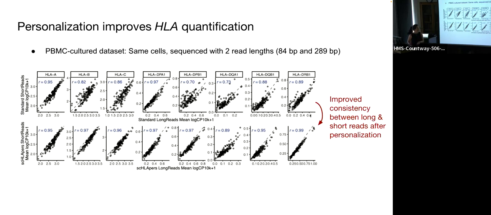And that's exactly what we saw, where the top row is showing the concordance between long and short reads using a standard pipeline, and then the bottom is showing using our personalized pipeline, and we see for all the genes, there's improvement in the concordance. So for example, HLA-B improves from 0.82 to 0.97.